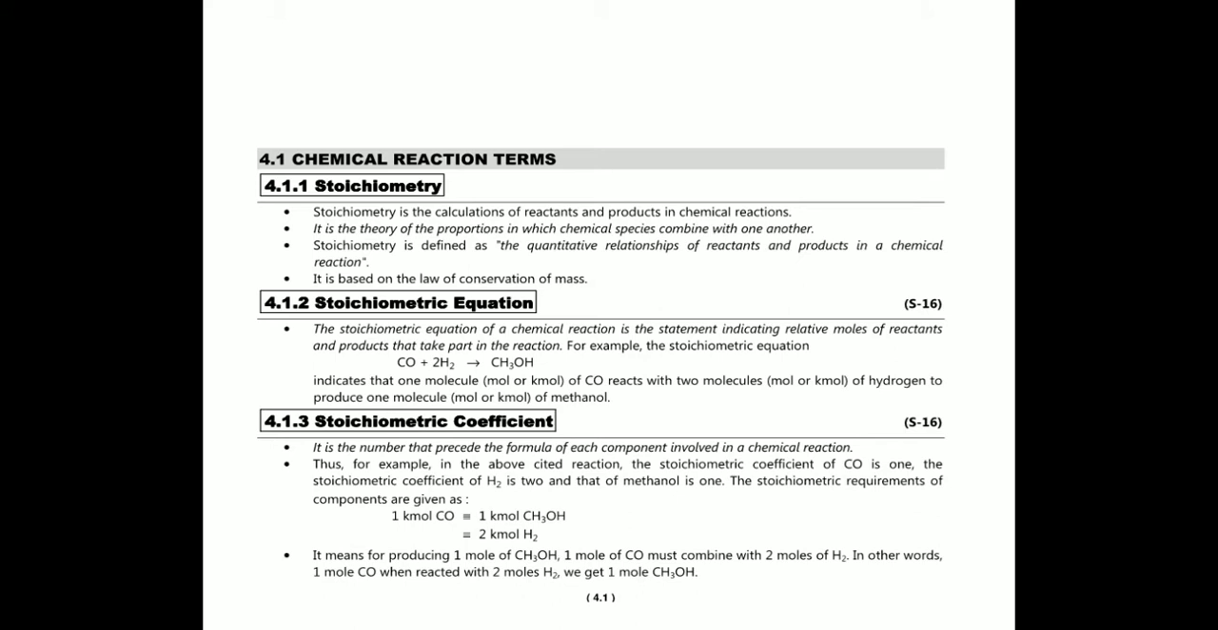In that, we are looking at the fourth chapter, that is the material balance with chemical reactions. In that, first we'll see the stoichiometry, then we'll see the stoichiometric equation and stoichiometric coefficients. Now let us see the stoichiometry.